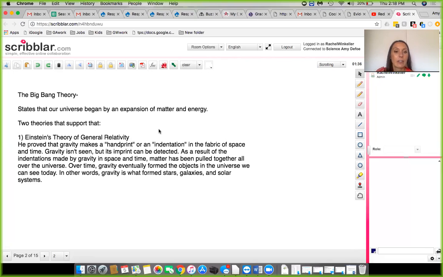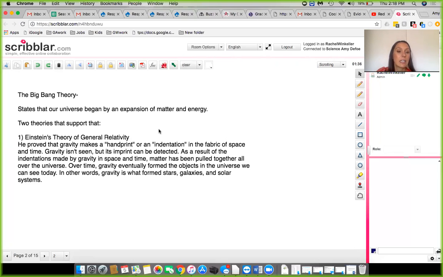So it states that our universe began by an expansion of matter and energy. And the two theories that support that begin with Einstein's theory of general relativity. I'm sure you've all seen the picture of Einstein before. You've heard of him, scientists. He proved that gravity makes like a handprint or an indentation. So it leaves a mark in the fabric of space and time. Gravity isn't seen, but its imprint can be detected.